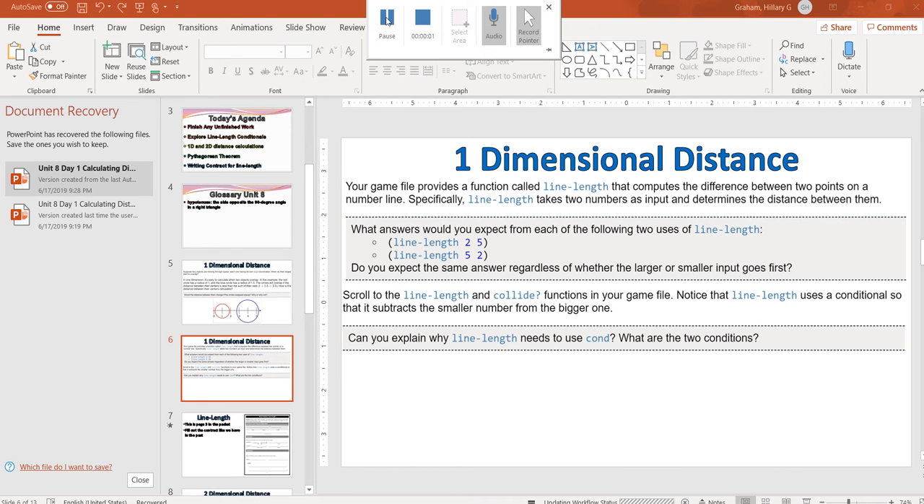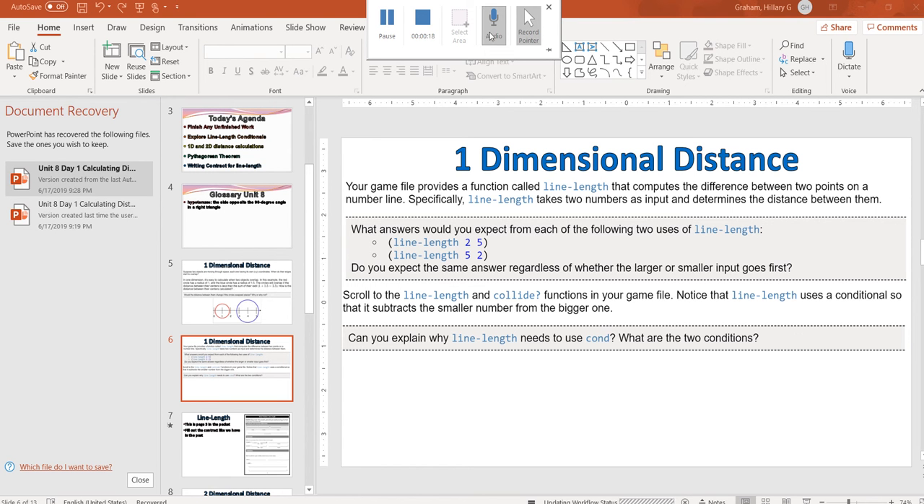So what does dimensional distance have to do with your game? Well, we actually have a function in the game called line length, and that line length function computes the distance between 2 points on a number line. Specifically, line length takes two numbers as an input and determines the distance between them.